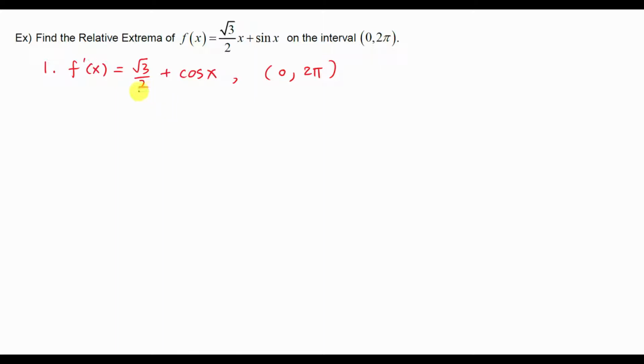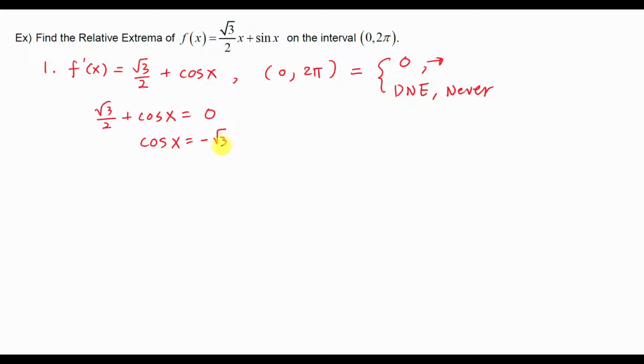This radical 3 over 2 is a constant and cosine x is defined on all real numbers, meaning f prime of x is defined on all real numbers. So since f prime does not exist never happens, the only way you're going to get a critical number is if radical 3 over 2 plus cosine x equals 0, which means cosine x equals negative radical 3 over 2. And I'm only looking at from 0 to 2 pi.